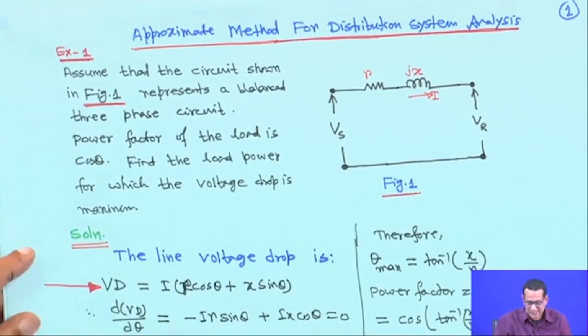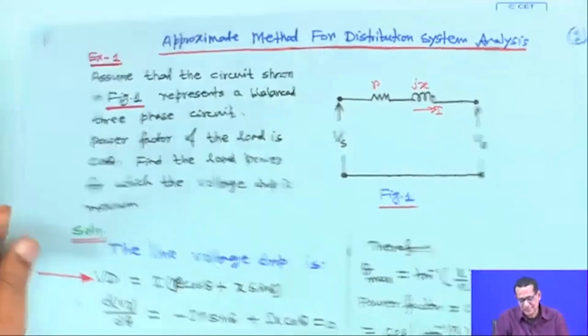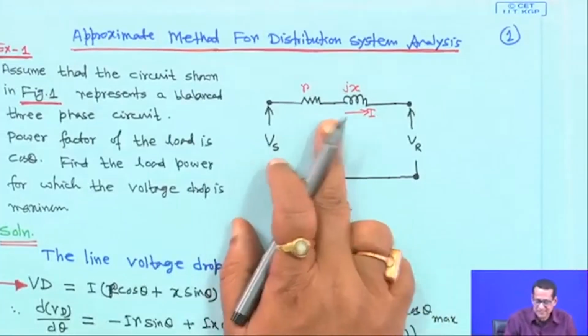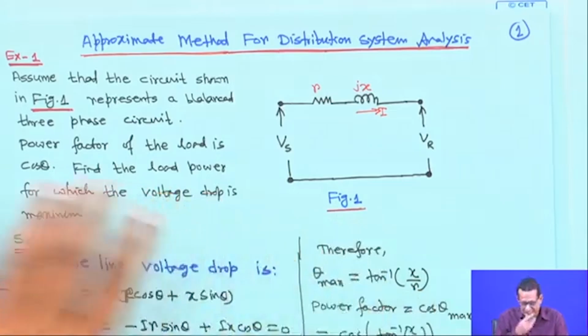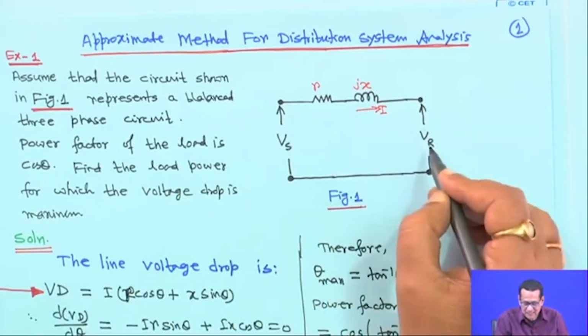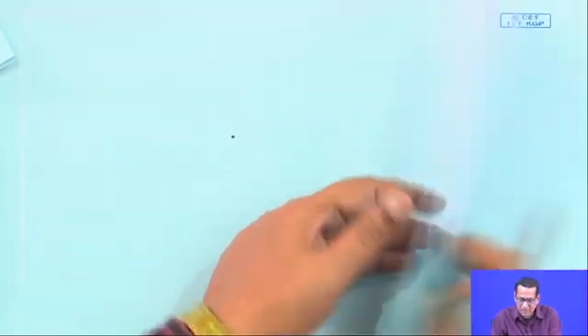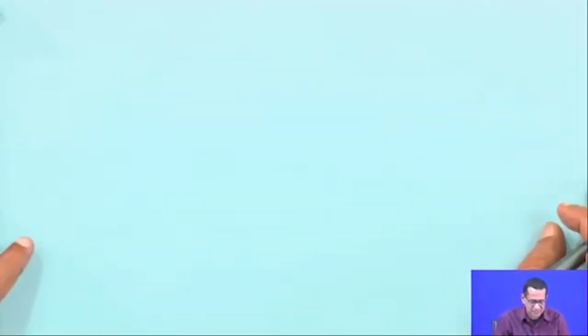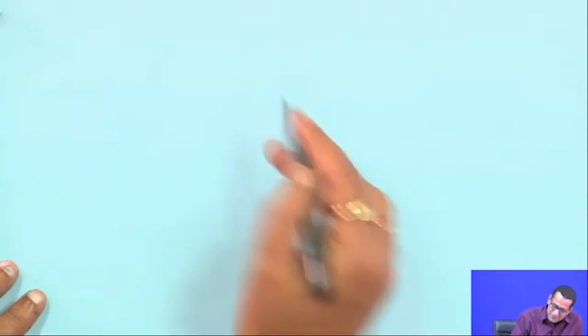Now, another thing is the approximate method for distribution system analysis. Approximate method means, suppose this diagram is there, forget about this thing for the time being. Suppose this is R, this is sending end voltage, this is receiving end voltage VR, and load is lagging, so current is lagging. Now, if you draw the long line, short line, medium line phasor diagrams, go to that short line phasor diagram.